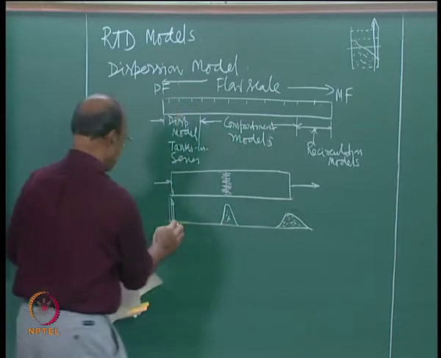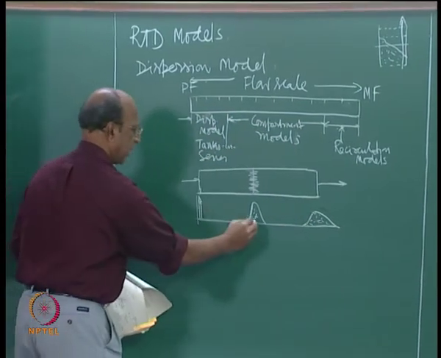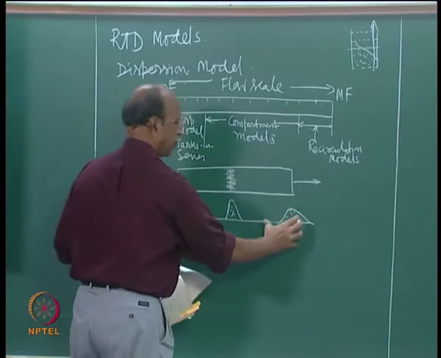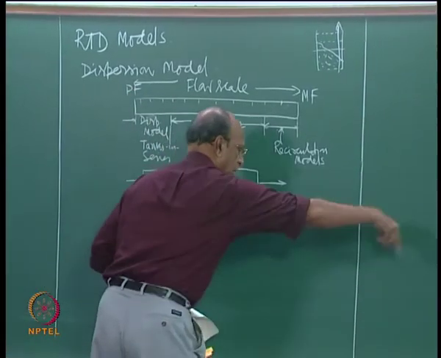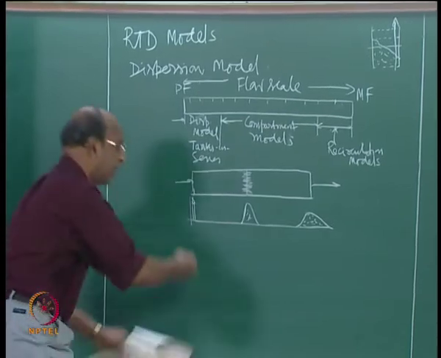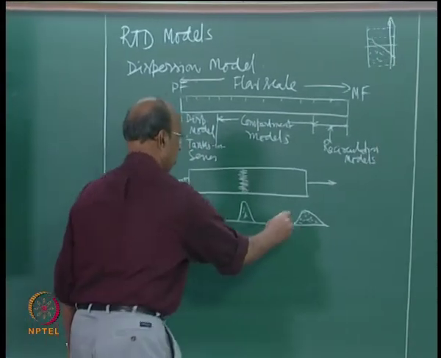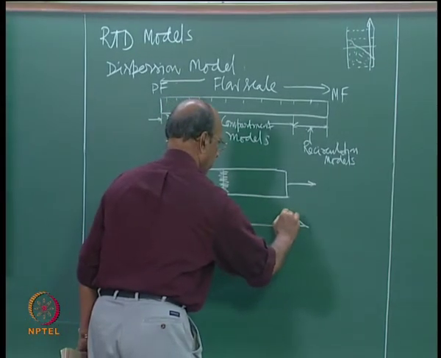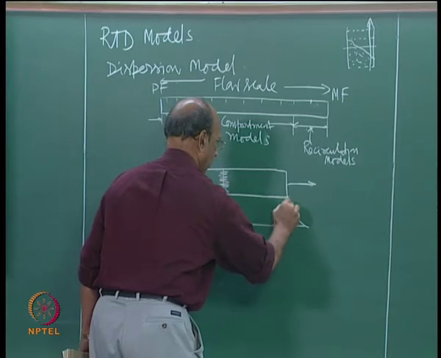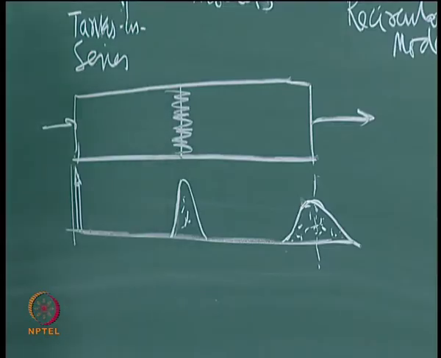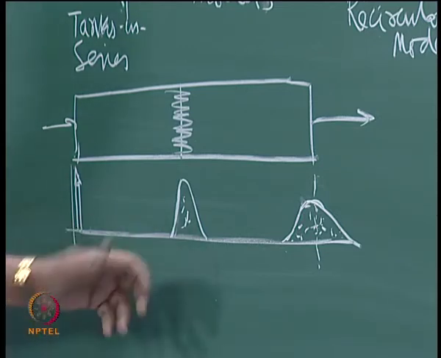You see now, this is the peak, the top, and then it is slightly spread. If I go further, this may spread still further. So, like that you will have the tracer coming out. So, this is at the outlet. That is the kind of spread, correct, no?